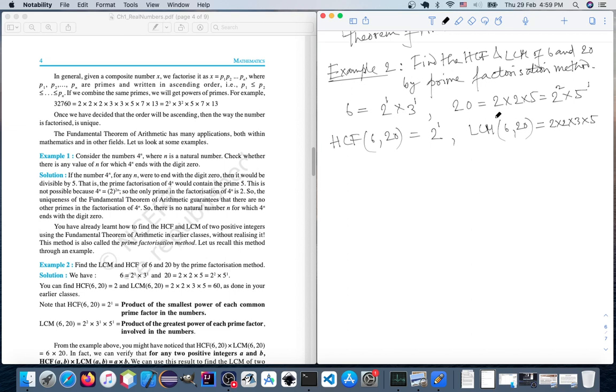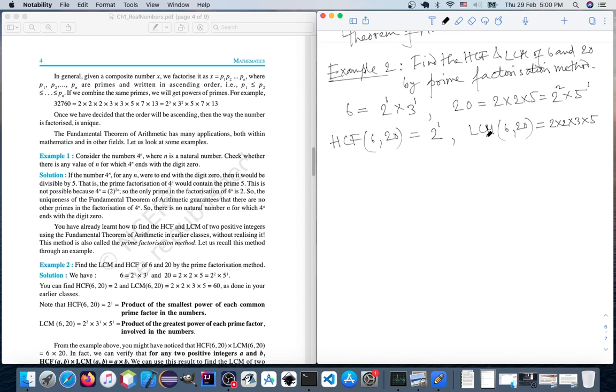Now, for 6, what are the prime factors? 2 and 3. For 20, what are the prime factors? 2 and 5. So, for LCM of 6 and 20, definitely we will have the prime factors 2, 3, and 5. Now, what about their powers? What will be the power of 2? What will be the power of 3? And what will be the power of 5 in the LCM of 6 and 20? For any prime factor, we consider the highest power.